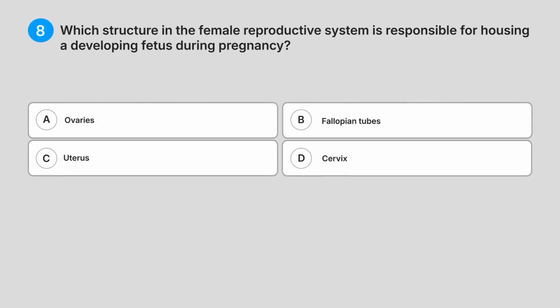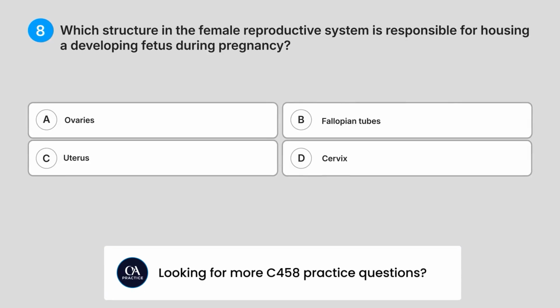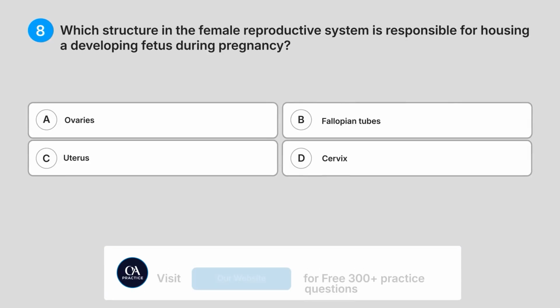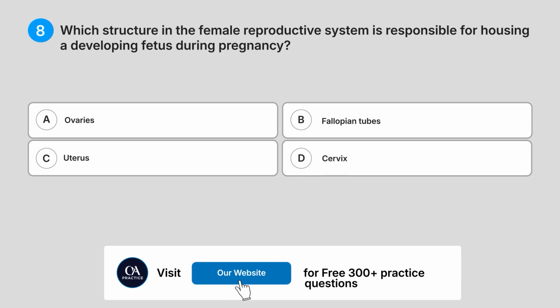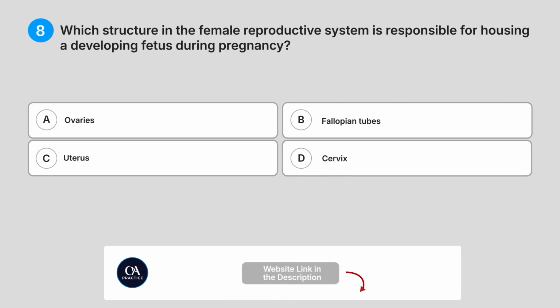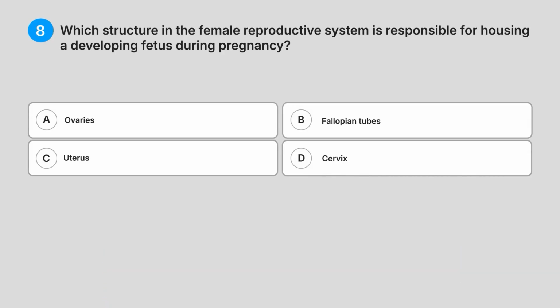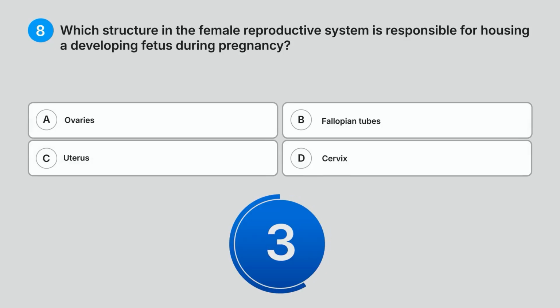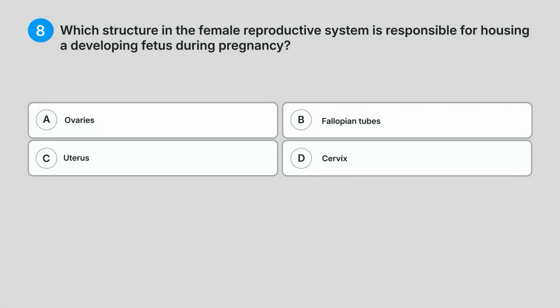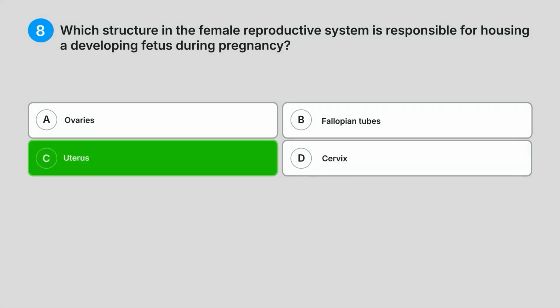8. Which structure in the female reproductive system is responsible for housing a developing fetus during pregnancy? A. Ovaries. B. Fallopian tubes. C. Uterus. D. Cervix. Can you guess the answer? Correct answer: C. Uterus.